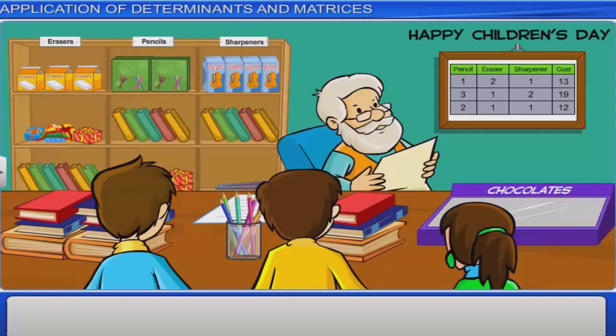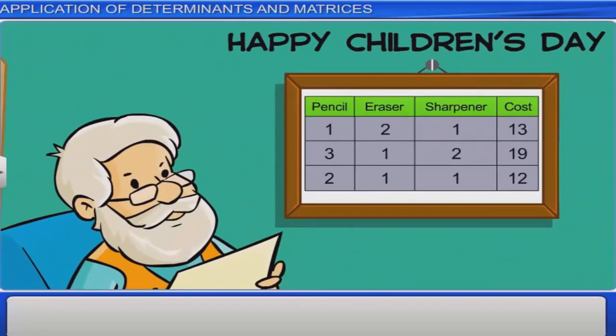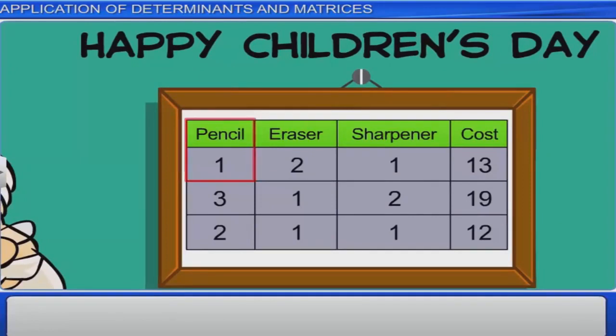Meet Mr. John. He owns a stationery shop. On the eve of Children's Day, he displays stationery for students on a board. It shows that the cost of 1 pencil, 2 erasers and a sharpener is 13 rupees. The cost of 3 pencils, 1 eraser and 2 sharpeners is 19 rupees. Similarly, the cost of 2 pencils, 1 eraser and 1 sharpener is 12 rupees.